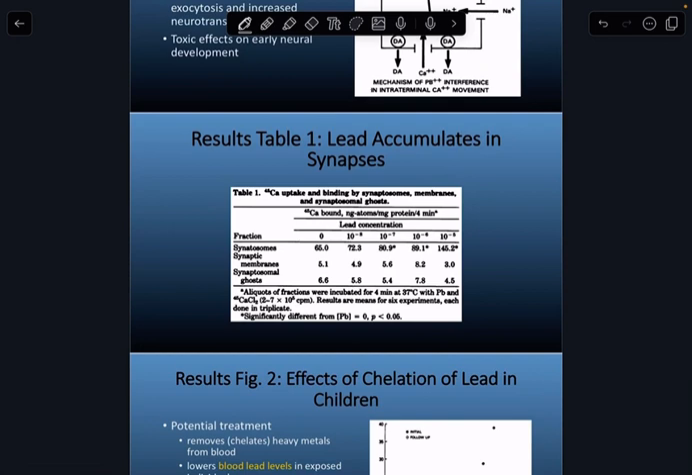Then what they have here are increasing concentrations of lead, right? So 10 to the minus 8th is 10 times smaller than 10 to the minus 7th, which is 10 times smaller than 10 to the minus 6th, and so on. So lead concentrations are increasing. And as they do, the amount of calcium the synaptosomes take up increases, right? Which is just like what the hypothesis was. The more lead, the more calcium is released, the more neurotransmitters released, and that's bad for the nervous system.